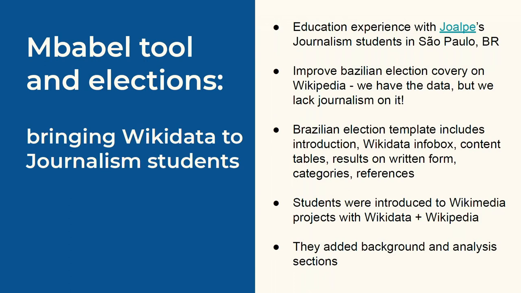And I'm going to briefly talk about it because I only have some minutes more. On educational projects, we've been doing this with elections in Brazil for journalism students. We have this experience with the Faculdade Casper Libero students with user Joalpi. He's not here right now, but you all know him, I think. We realized that we have the data about Brazilian elections, but we don't have media cover on it, so we were lacking Wikipedia entries on it. How do we insert this meaningful information on Wikipedia that people really access?